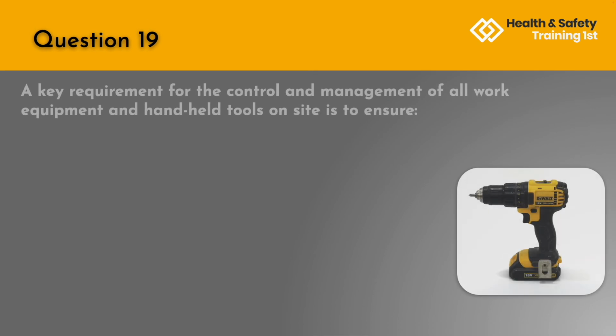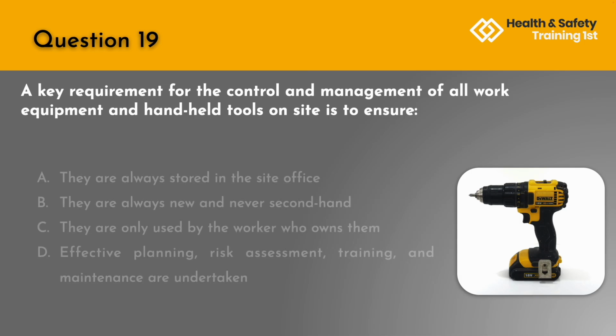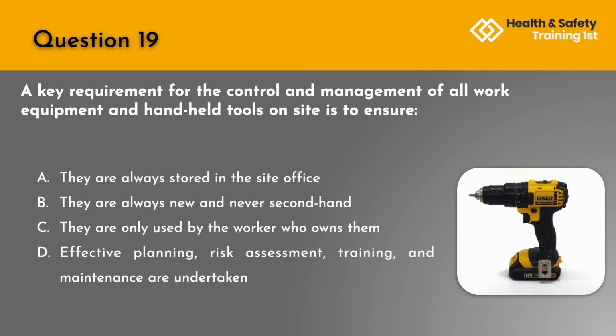Question 19. A key requirement for the control and management of all work equipment and handheld tools on site is to ensure A. They are always stored in the site office. B. They are always new and never second-hand. C. They are only used by the worker who owns them. Or D. Effective planning, risk assessment, training and maintenance are undertaken.